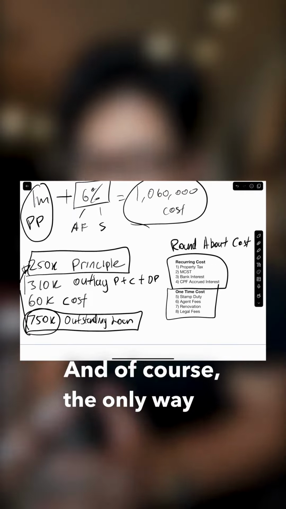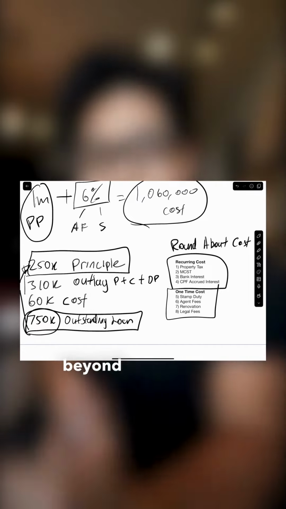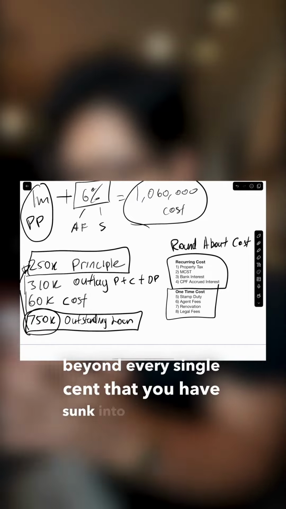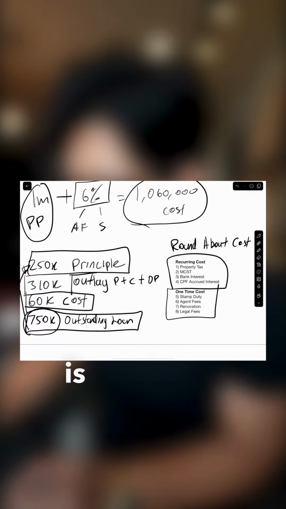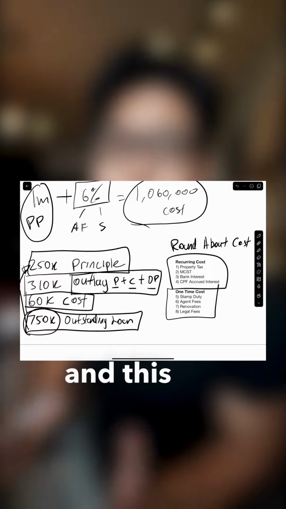And of course, the only way to get your cost back is if you're able to sell your property above and beyond every single cent that you have sunk into this property. So your outlay is basically principal plus cost, and this is outlay.